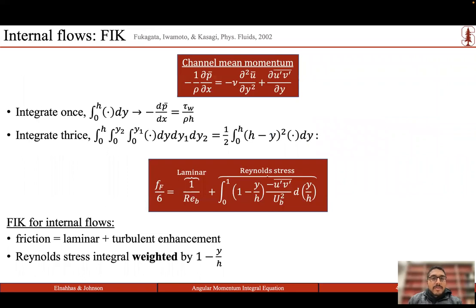This was done before for internal flows using what is known as the FIK identity by Fukagata et al., where you integrate the channel mean momentum equation 3 times, equivalent to a second moment of momentum around the channel half height, leading to a decomposition between the laminar and the Reynolds stress contributions to the skin friction coefficient based on the bulk velocity, as shown in the box in the middle. Notice that the Reynolds stress integral is weighted by its distance away, by the Reynolds stress value away from the wall.